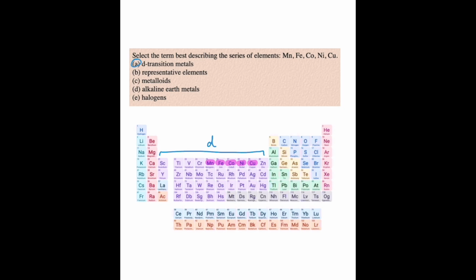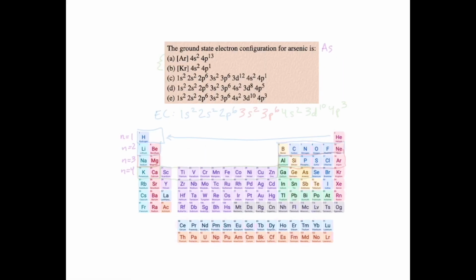This question wants us to find the ground state electron configuration for arsenic, whose abbreviation is As and is element 33 on the periodic table. So we can go through and write the electron configuration using each energy level. So we have n equals 1, n equals 2, n equals 3, and n equals 4. So let's go through and write out our ground state electron configuration for arsenic.